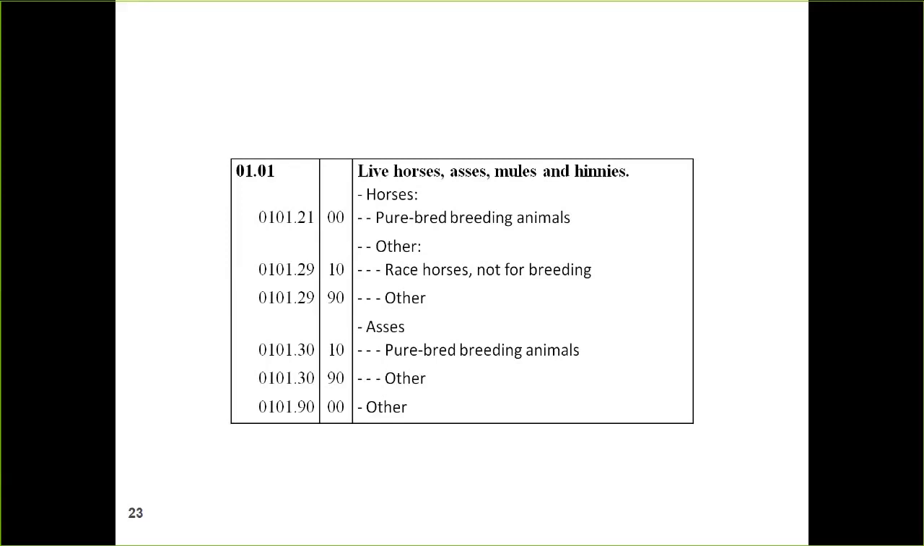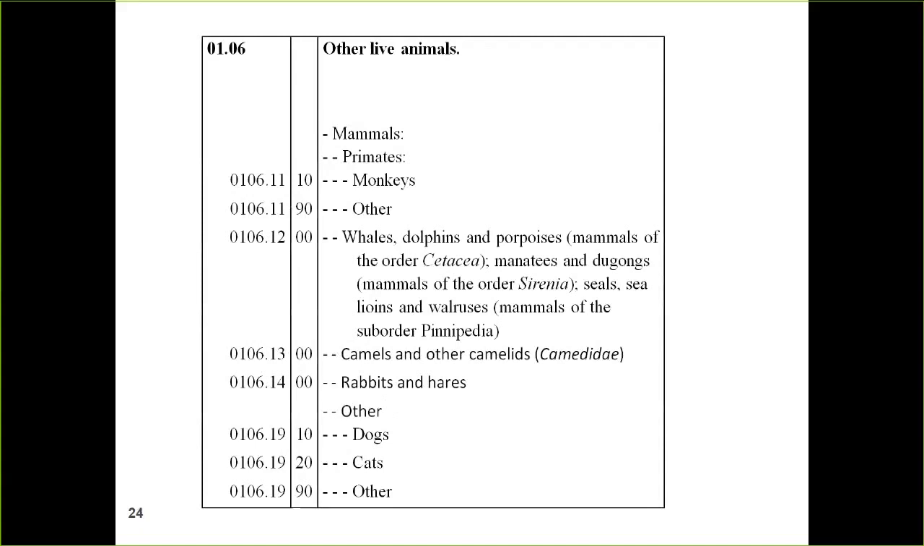In addition, if you look at asses, under the harmonized system, we only had one subheading. All asses were classified under 010130. But CARICOM has broken it down into purebred breeding asses and other asses. So that is why you have 0101 3010 and 0101-3019. So this shows you here we have 2 8-digit subheadings under asses, which gives an example of the breakdown that I mentioned, which can take place at the CARICOM level. And the same thing goes for all the other categories.